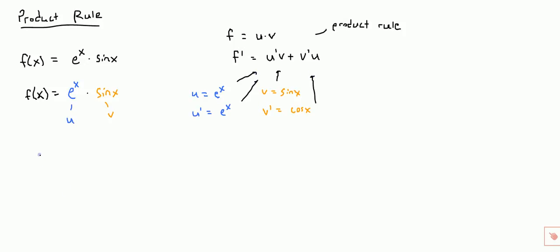Okay, so f prime is equal to u prime v. U prime is e to the x, and v is sine x, plus v prime u. V prime is cosine x, and u is e to the x. Okay? So u prime v plus v prime u. Okay? Let's do another example.